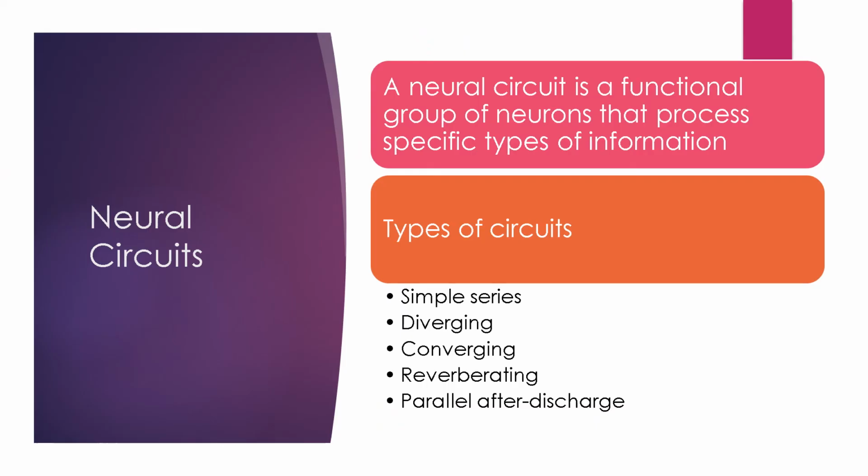Now, one of the final things that we will discuss in this chapter is going to be neural circuits. The central nervous system contains billions of neurons that are organized into really complicated networks, and these complicated networks are called neural circuits. These are going to be functional groups of neurons that process specific types of information. So we have that definition here at the top.